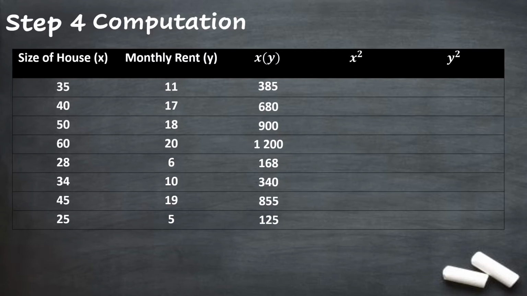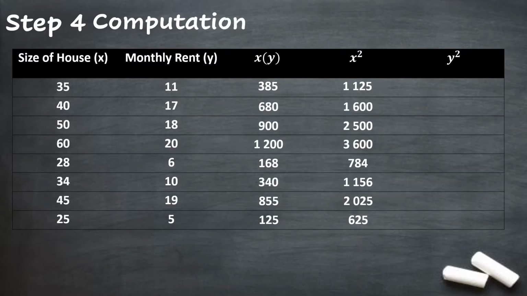Next is for x squared. All you have to do is square the numerical values in the x column. The first x value is 35, and getting the square of 35, the answer is 1225. Next, 40 times 40 or 40 squared, we have 1,600. Next is 50 times 50, the answer is 2,500. Doing it for the rest of the x values, we will have the answer as this.